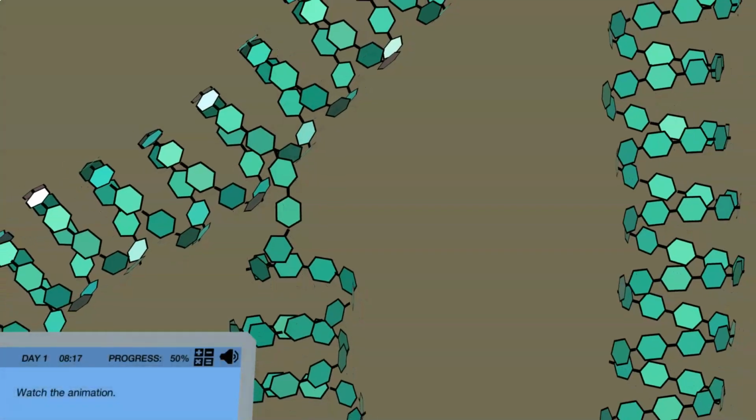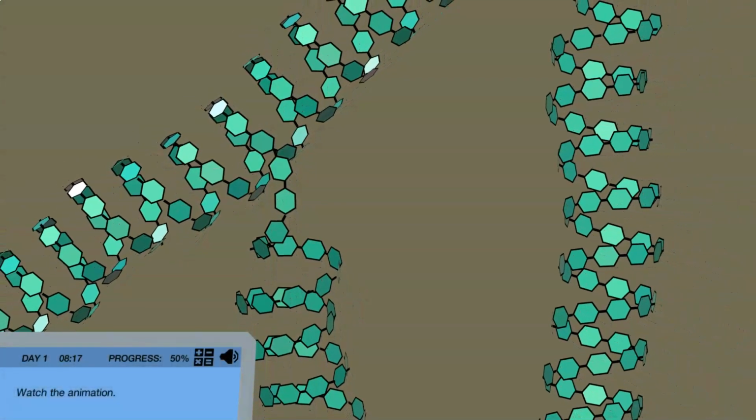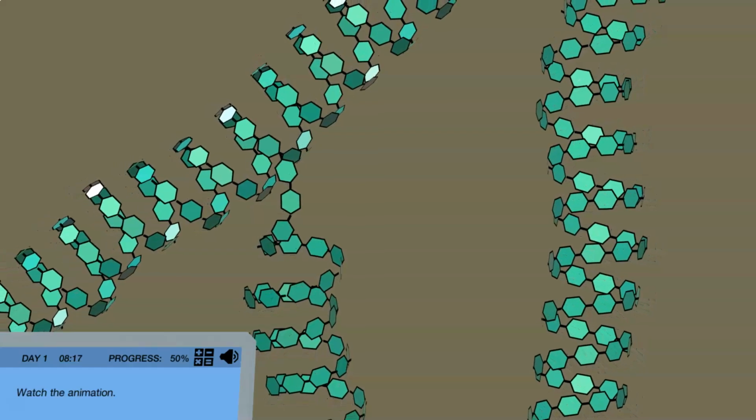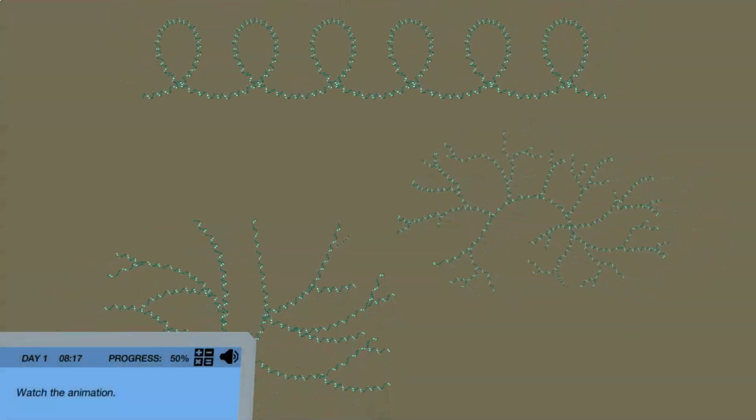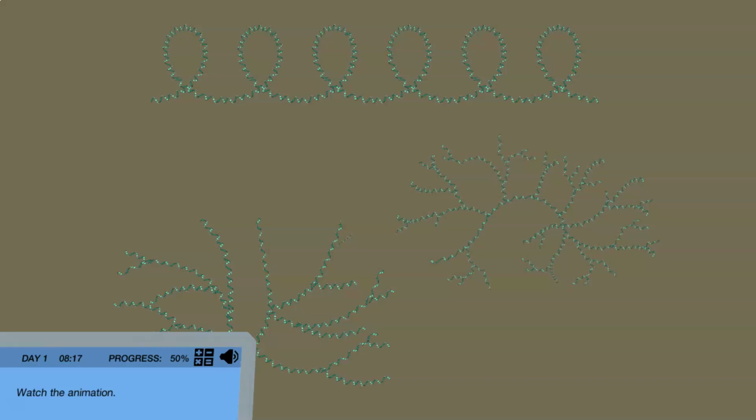There are two types of starch, amylopectin and amylose. Amylopectin is branched, while amylose is unbranched. As you might know, plants store energy as starch. You can see amylose at the top and amylopectin at the bottom left in front of you. Animals store energy in a similar structure called glycogen, which you can see in the bottom right.